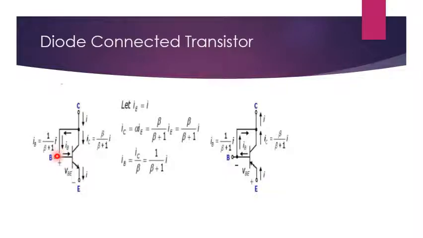Generally, you know the current equation. If you apply KCL, the current equation is IE is equal to IB plus IC. Now, when IE is equal to IB plus IC, how will you represent your base current using your current gain, beta? So what is your beta? Beta equal to what?